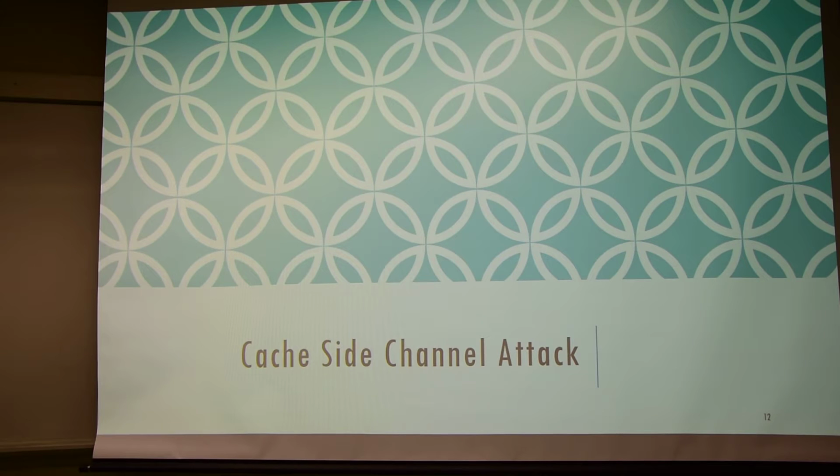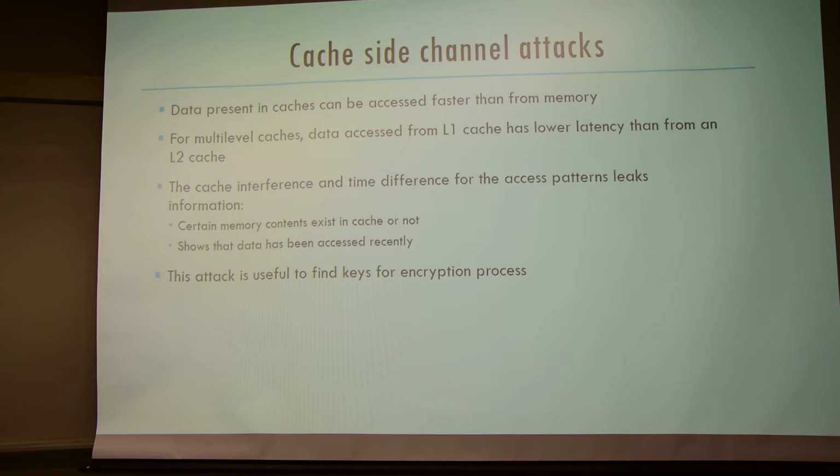Okay, so we finished our topic about the power side channel attack. Right now we are going to talk about cache side channel attack, which is a pretty different one. Why do we have this problem? Because in modern computers, we have cache in the processor, and data present in the cache can be accessed faster than from memory. So we have cache initially for performance purposes. And for multi-level cache, data accessed from the L1 cache has lower latency than from the L2 cache.